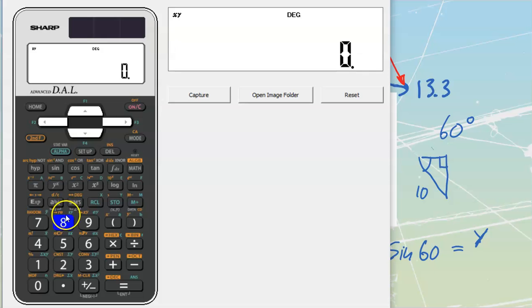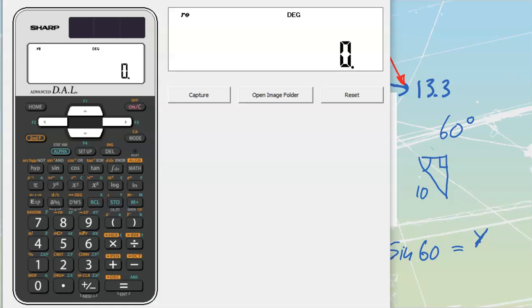Polar mode is found right here above your number 8. Your number 8 has got an arrow R theta. If I go second function and then 8, it's going to change me into a polar format. You need to be in polar format for a lot of the calculations that we're going to do. You can convert back and forth from polar to rectangular as well.